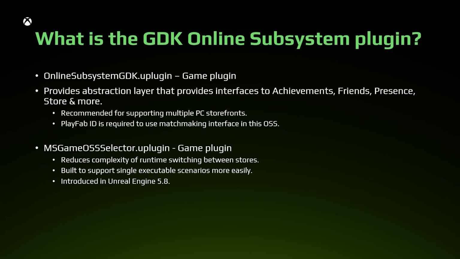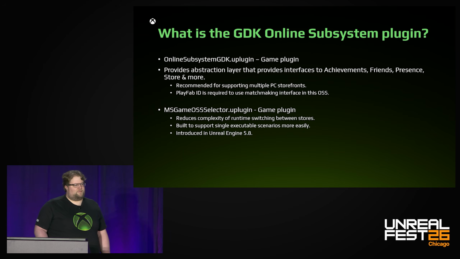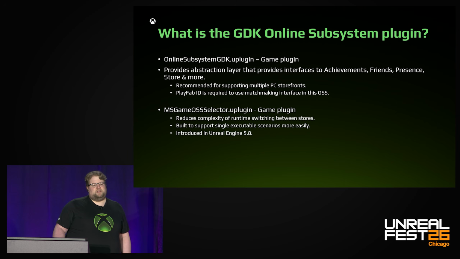And the third primary plugin is the Online Subsystem GDK, which is a game plugin that ships with your game. This plugin hooks into Unreal Engine's online subsystem, providing a store-agnostic abstraction layer for common actions like sign-in, achievements, friends, presence, commerce, and more. This supports game saves for things like cross-progression as well. The Online Subsystem GDK does rely upon PlayFab. It requires a PlayFab ID to use matchmaking interfaces specifically. This can be enabled or disabled in your Project INI file, depending on your choice.